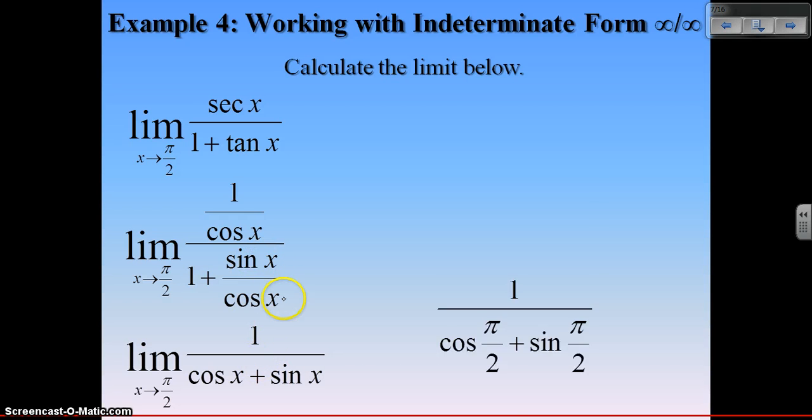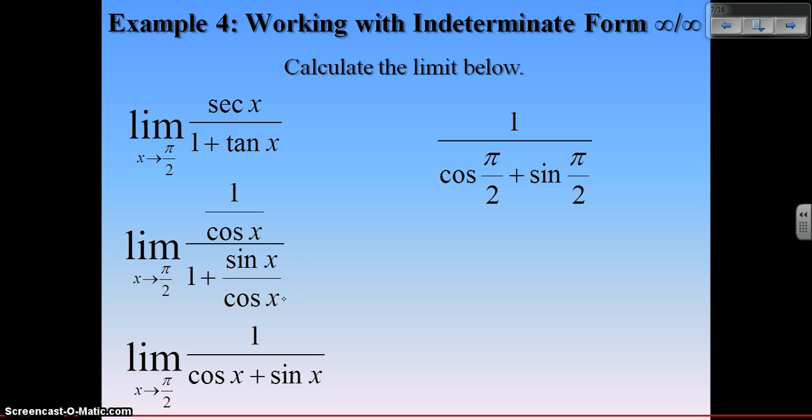Now if we were to plug in our pi over 2, you see it takes care of the problem. And you end up with 1. Cosine of pi over 2 is 0, sine of pi over 2 is 1. So actually, in this one, we avoided L'Hopital's rule, but that doesn't always work with infinity over infinity. This one did because we could do some manipulation with the sines and cosines.